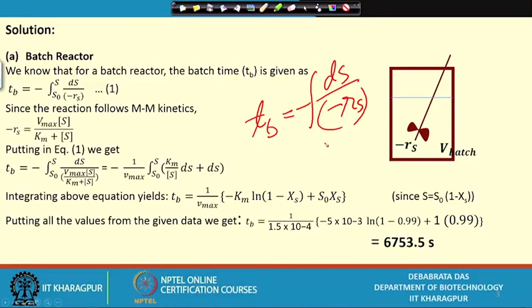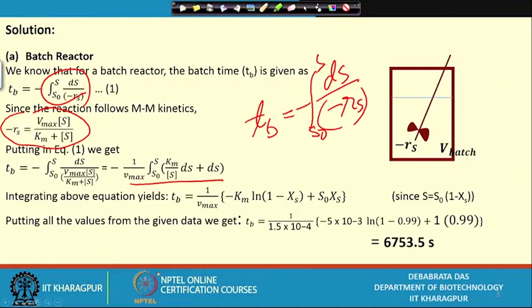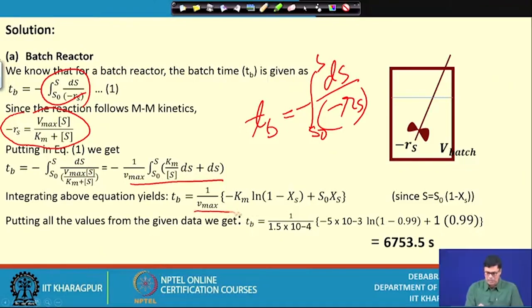Okay, so this is exactly what we have written here, and this is integrating S0 to S. Now, this is from the Michaelis-Menten equation, minus rS equal to this equation. Then we can put these values, and we get this equation: tB equal to minus 1 by Vmax, integral from S0 to S, Km by dS by S plus dS.